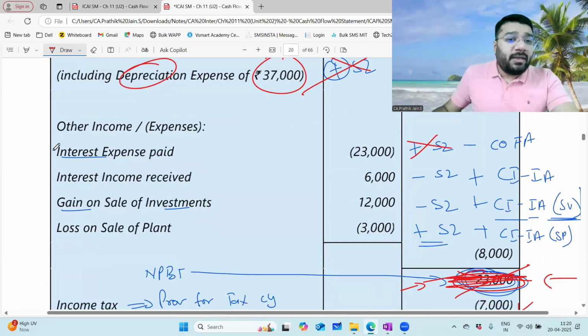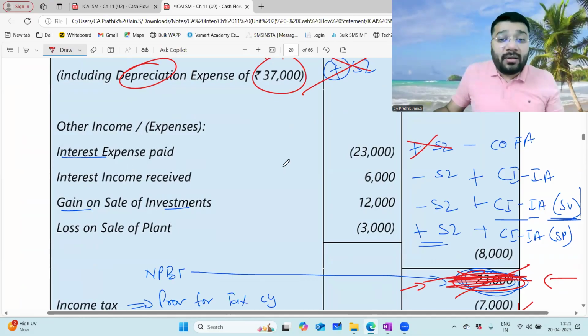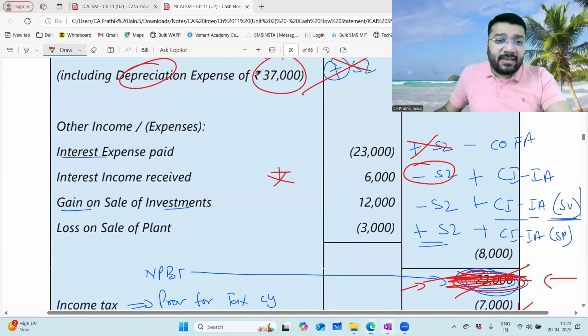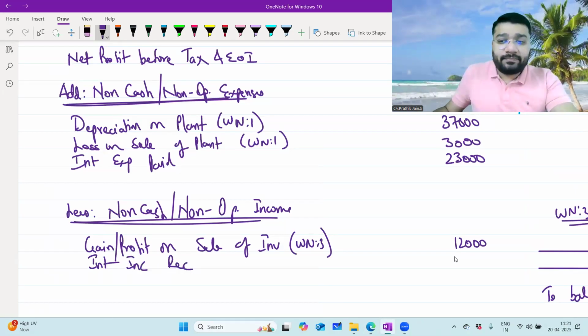Interest income received, since it is received, is a cash inflow, but it is placed wrong. So to cancel an addition, I have to give a minus in segment 2 and add it back in investing activity. So interest income received, how much? 6,000. 6,000 we have to minus, put in bracket.